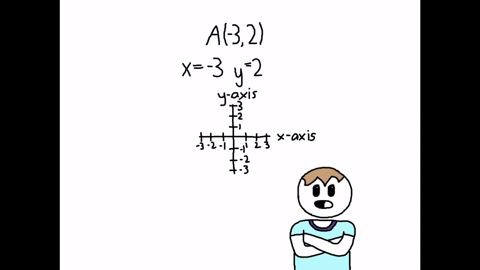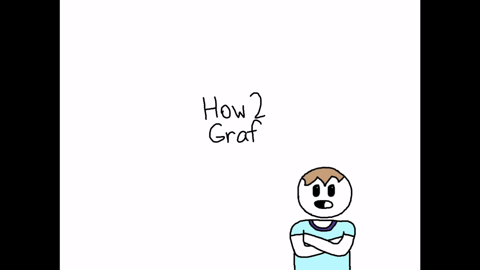The line running up and down is the y-axis, whereas the line running left-right is the x-axis. So from the origin, which is in the middle of the graph, you count backwards 3 to represent that it's negative and on the x-axis, and you count up 2 to show that it's positive on the y-axis. And that, everybody, is how you graph.